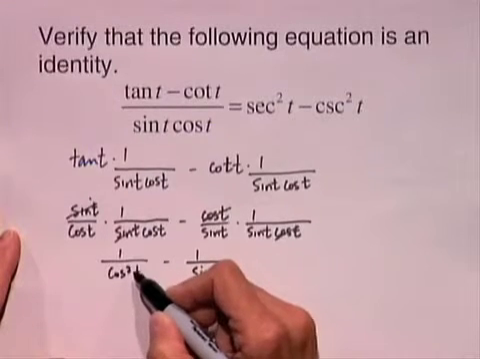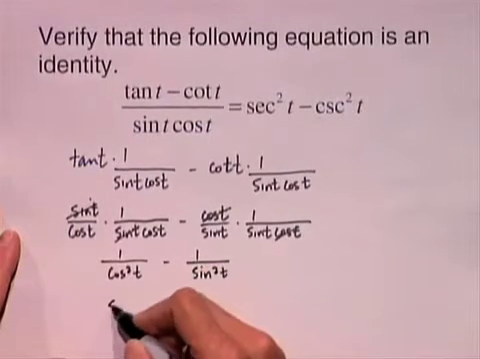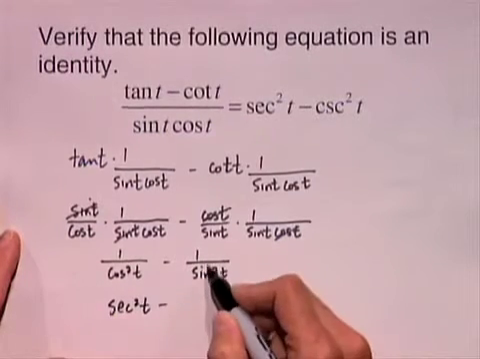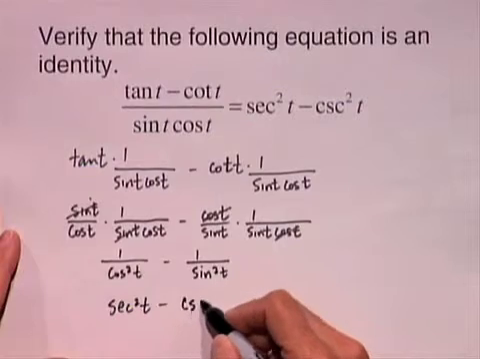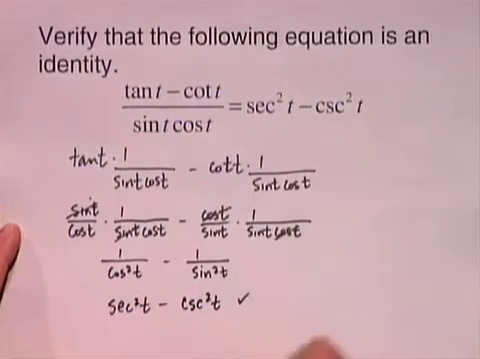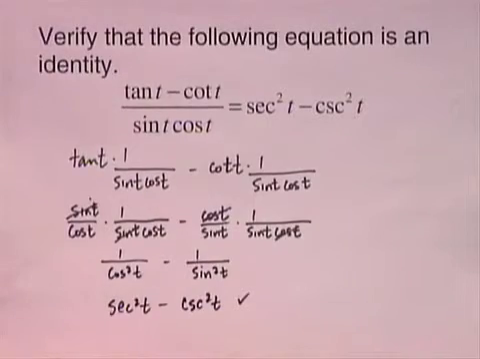And 1 over cosine is secant, so 1 over cosine squared is secant squared. 1 over sine is cosecant, so 1 over sine squared is cosecant squared. And that's the right-hand side of the identity that I was trying to verify.